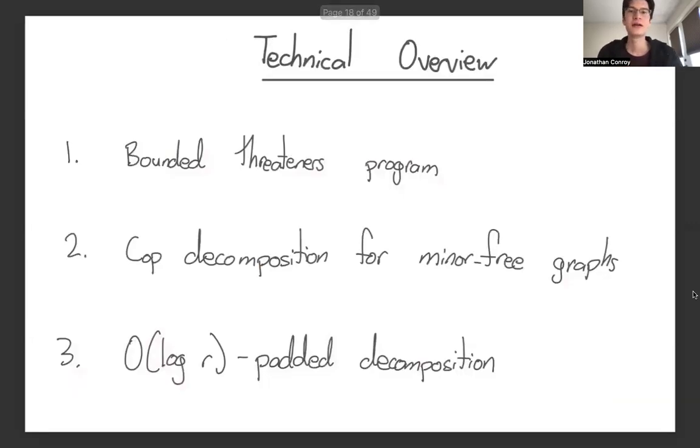Okay, so for the rest of the talk, I'll try to give you some overview of the techniques that we use. First, I'll review some existing work on how to get padded decomposition in various graph classes. This is through the bounded threateners program and its specific instantiation in minor free graphs through COP decomposition. And then at the end, I'll tell you about the new techniques that we used to develop our log R padded decomposition.